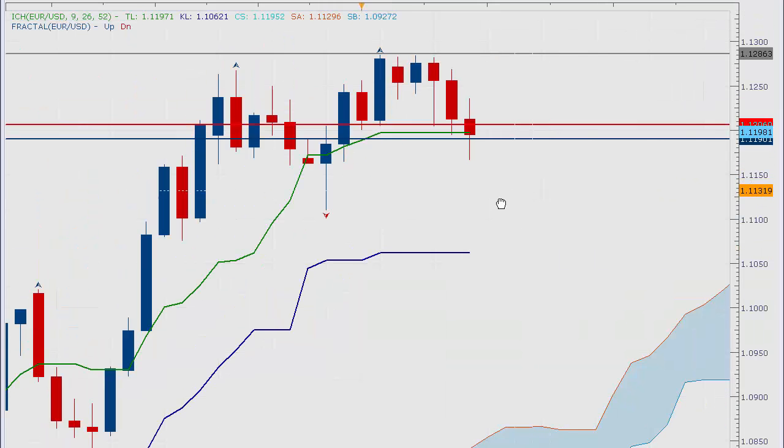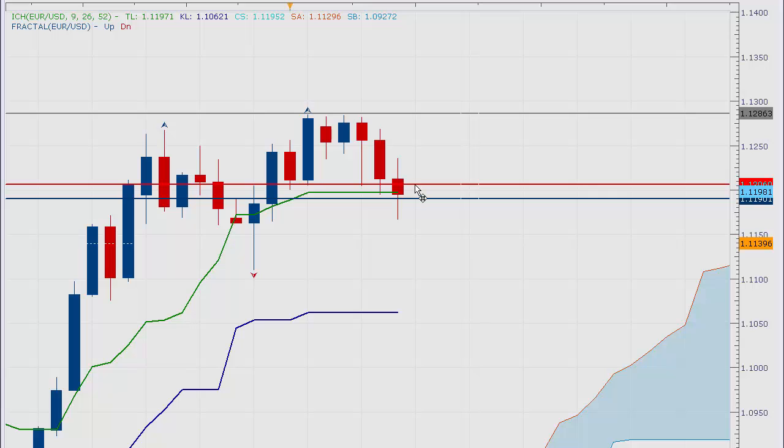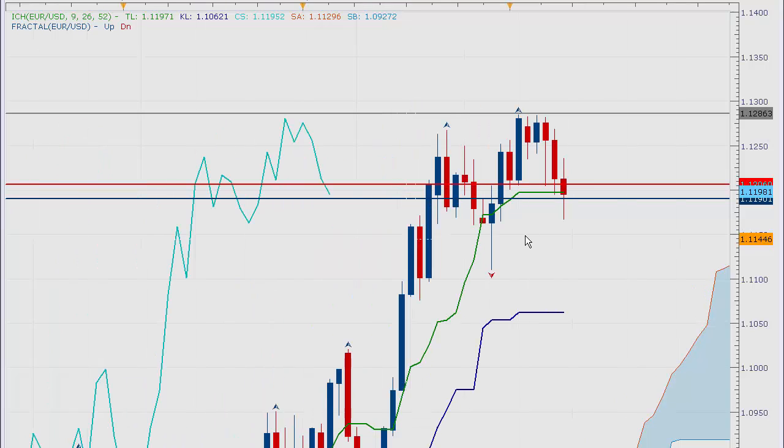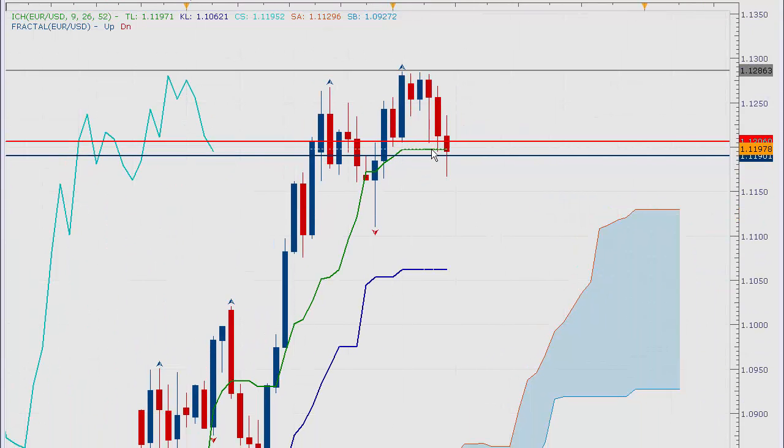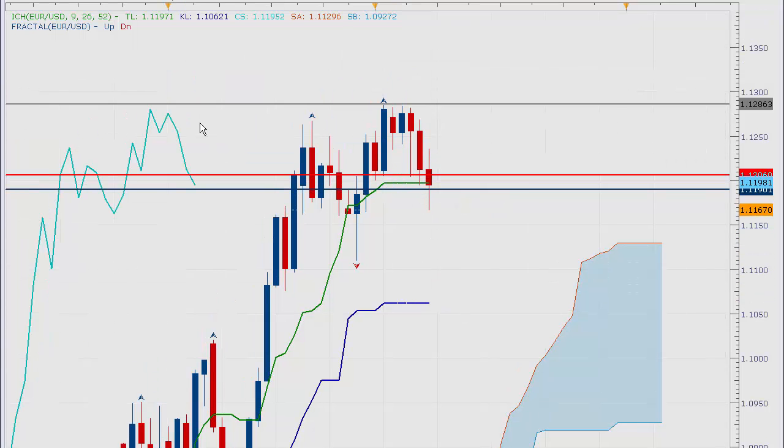Yeah. The daily looks like it's in a pullback from a major uptrend, and again it's forming a doji, and it looks like it's breaking the Tenkan-sen to the downside. So we'll move on to the next pair.